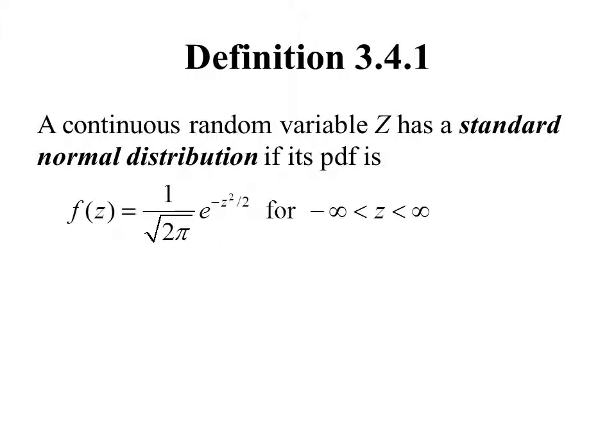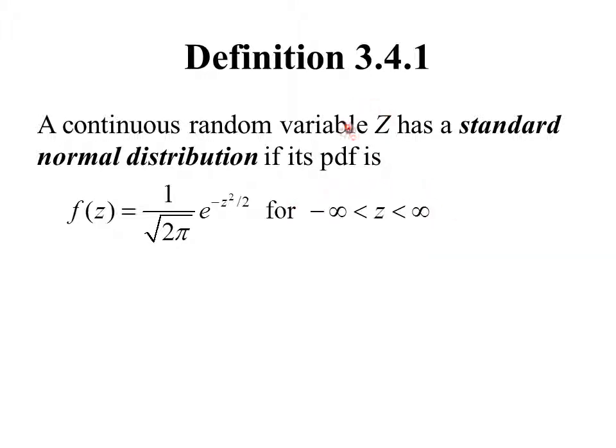So we're going to start off here by defining a special case of the normal distribution called the standard normal distribution. A continuous random variable Z has a standard normal distribution if its PDF is given by this function right here: 1 over the square root of 2 pi, where pi is the number 3.14, times e to the negative z squared divided by 2, for z between negative infinity and positive infinity.